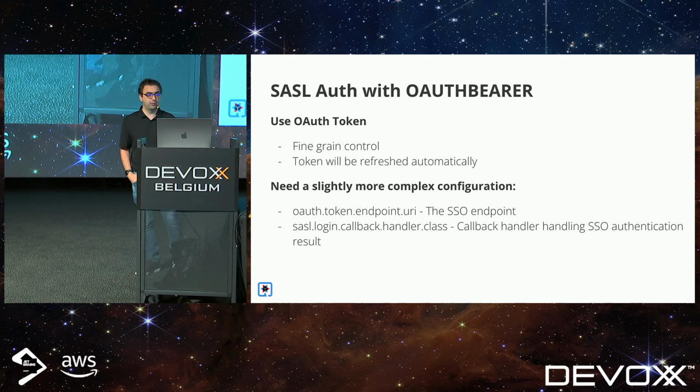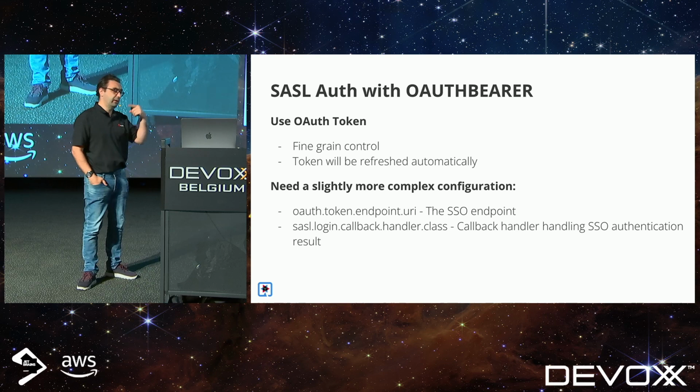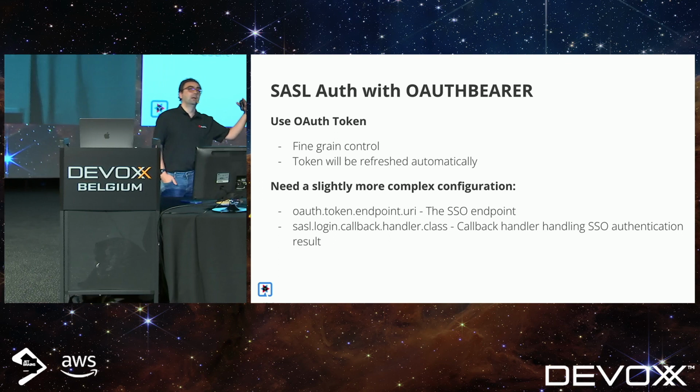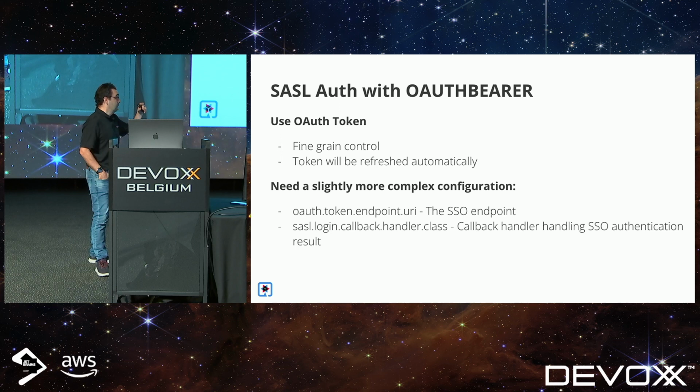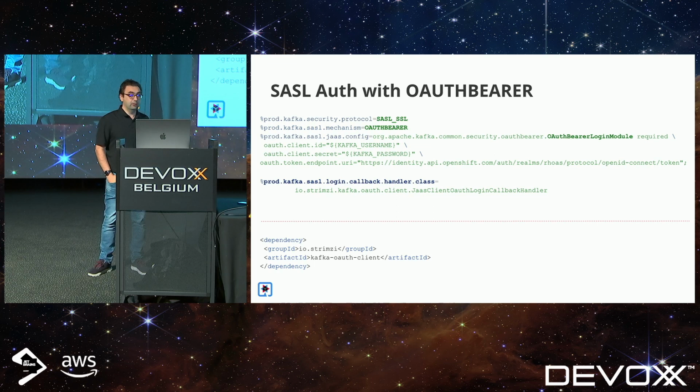The control is more fine-grained because it's all this token thing, so you need to refresh periodically. So if your token gets revoked, it's much better. It needs a slightly more complex configuration, but not that much. You need at least the OAuth token endpoint URI, which is your SSO endpoint, basically. And you need the SASL login callback handler class, which is a class that will handle the SSO authentication, the refresh, and things like this. So you configure it like this.